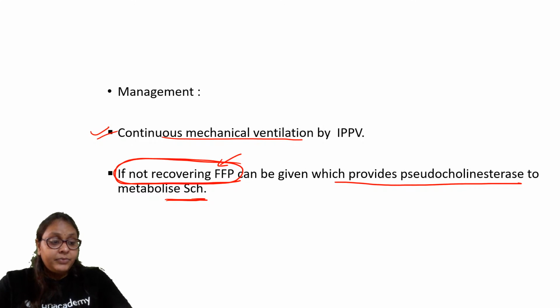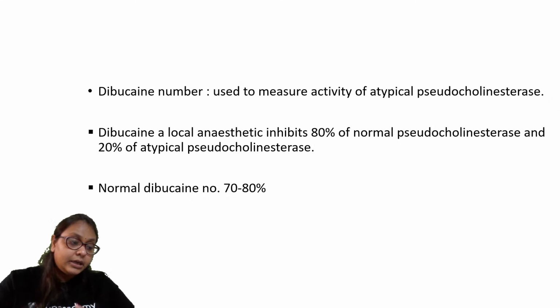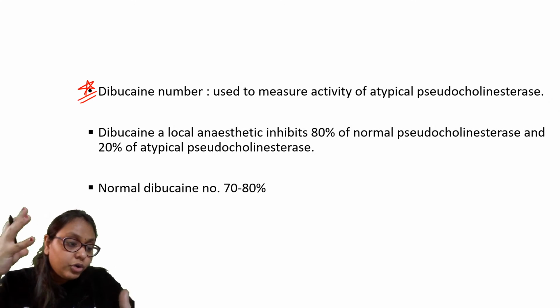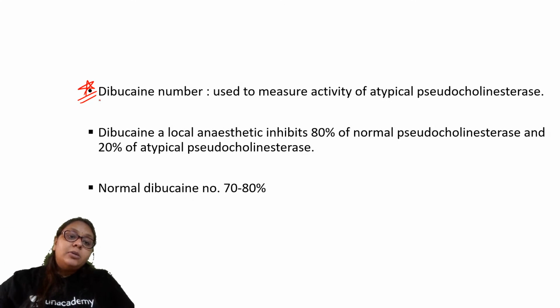Is it clear? Okay. Now what is Dibucaine number? Another important question. This atypical cholinesterase, to measure it there must be something, right? So the activity of atypical pseudocholinesterase is measured by the Dibucaine number.